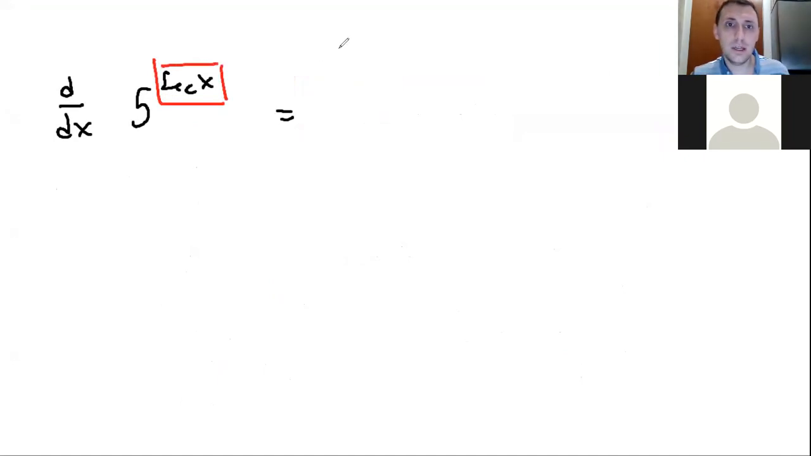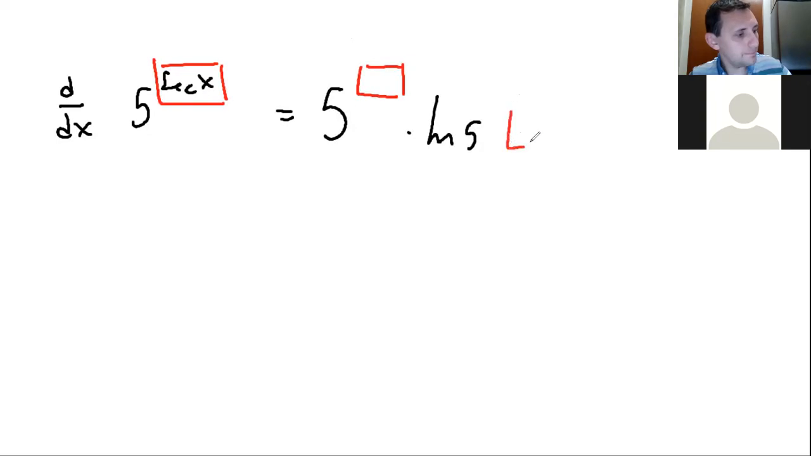So what do I get? I get derivative of 5 to something is 5 to that something multiplied by ln 5 multiplied by the derivative of the something. Good? That's how I think. So derivative of the outer function is 5 to the something times ln of 5. Did you get how I got this ln of 5, guys? It's very easy to remember if you happen to forget.